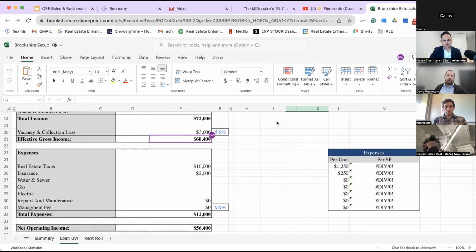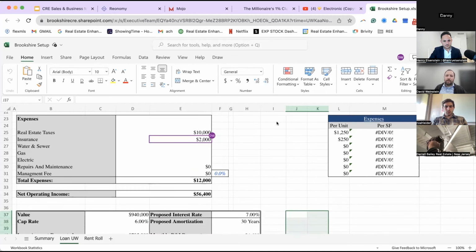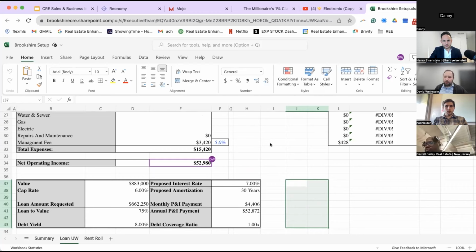Vacancy is very important. Here you've got some expenses: taxes, insurance, water, sewer, electric, repairs, maintenance, management. Also always got to be at 5%, and so on. This will tally up your total expenses, and this will subtract your expenses from your gross income. Yeah, I see somebody asking if you can get a copy. Absolutely. This is a great resource, and you can plug in all of your deals.